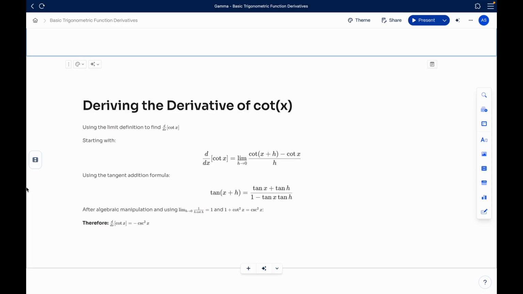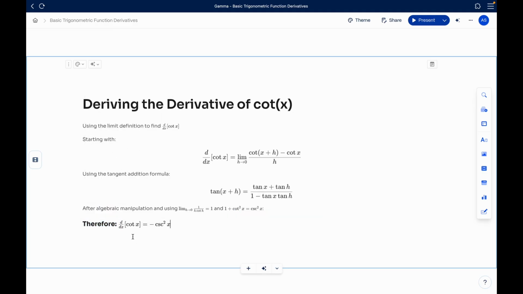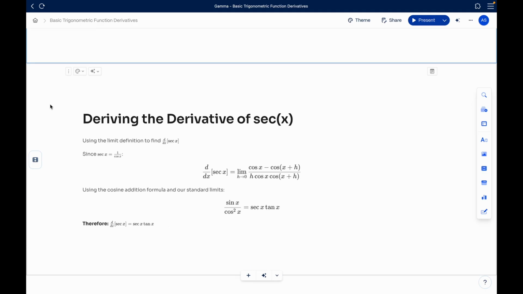Another Pythagorean identity that we're going to use is 1 plus cotangent squared x is equal to cosecant squared x. Then, after algebraic manipulation, d by dx of cotangent of x is equal to negative cosecant squared of x.